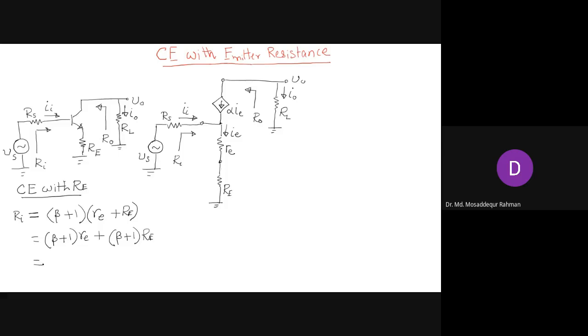And what is this first part? Beta plus 1 small re? R pi. Exactly. So this is R pi plus beta plus 1 capital RE. What is the input resistance for common emitter amplifier? Anyone remembers? Sir, only R pi. Only R pi. So the input resistance for common emitter is only R pi, right?